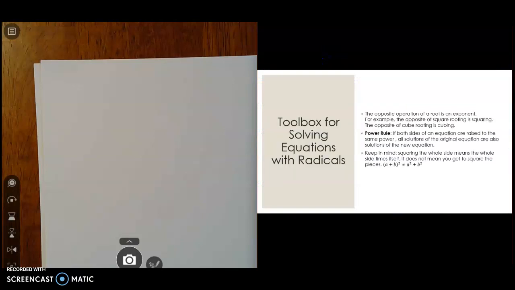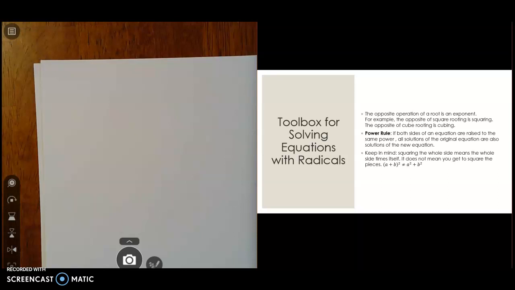All right, so let's talk about your toolbox. Just things to remember as we're going through. The opposite operation of a root is an exponent. So for example, the opposite of square rooting is squaring. The opposite of cube rooting is cubing.